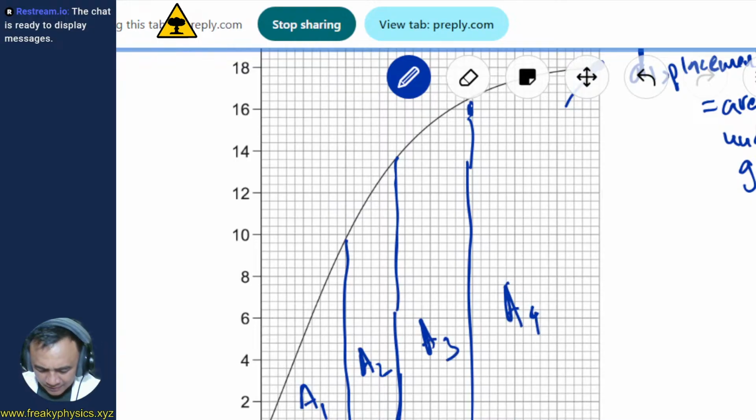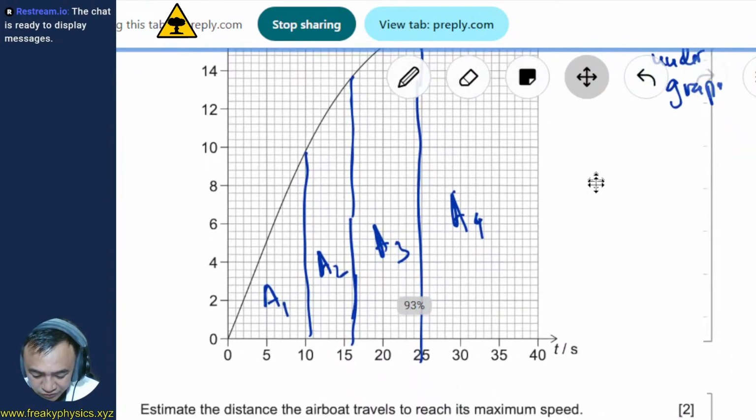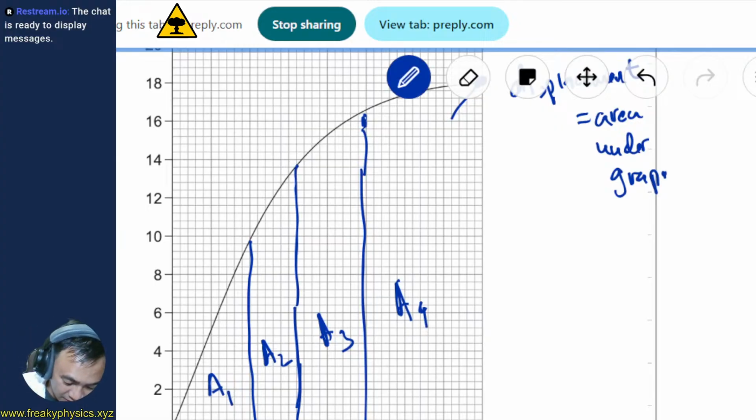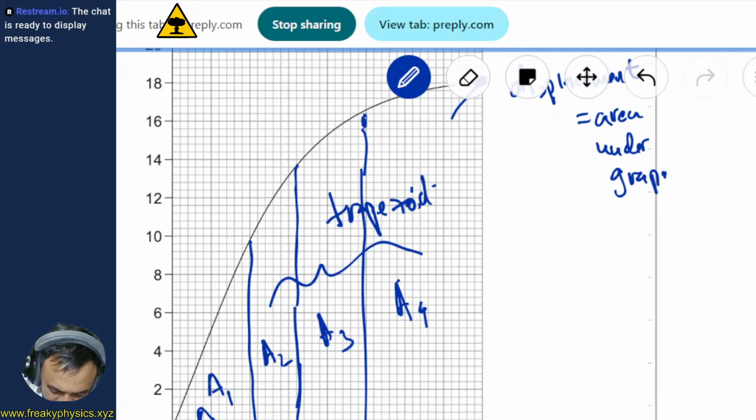The reason we're gonna divide this into 4 areas instead of those two earlier is because we can more easily estimate these shapes. A1 is a triangle. A2, A3, and A4 are all trapezoids. If you don't know the formula for a trapezoid, what you can do further is break it down into these areas again.